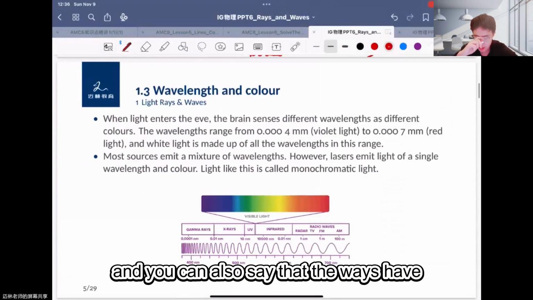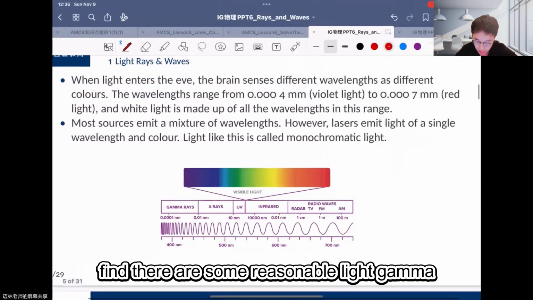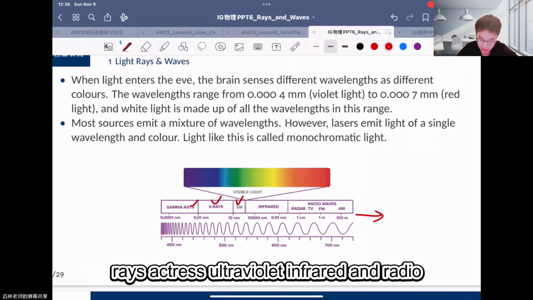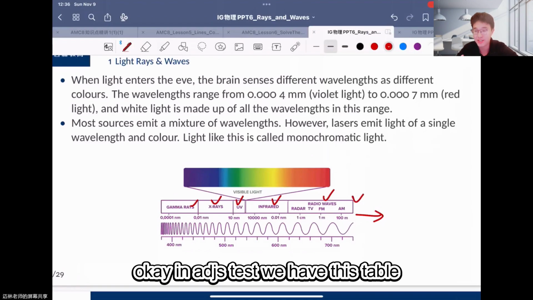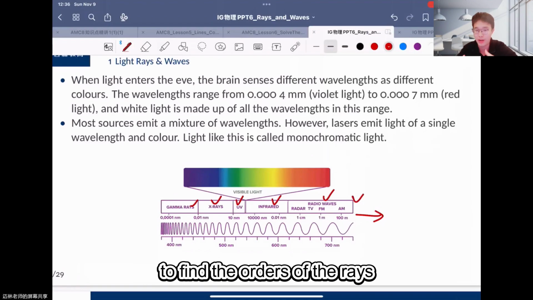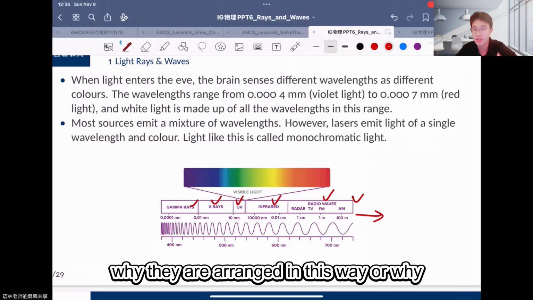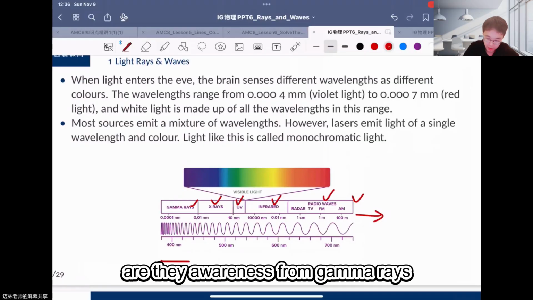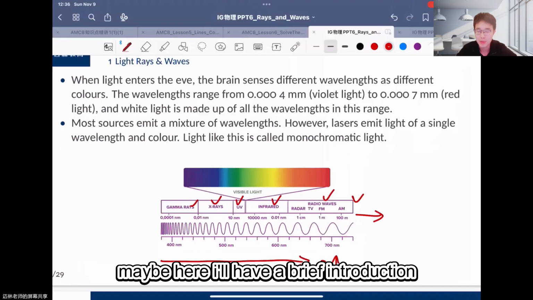And we can also say that the waves have different wavelengths and colors. Here we can find visible light, gamma rays, X-rays, ultraviolet, infrared, and radio waves. Okay, and you have to remember this table. In the IGCSE test we have this table to find the order of the rays. So maybe in the next lesson we will learn why they're arranged in this way, and why their wavelengths increase from gamma rays to radio waves. Maybe here I have a brief introduction for you.